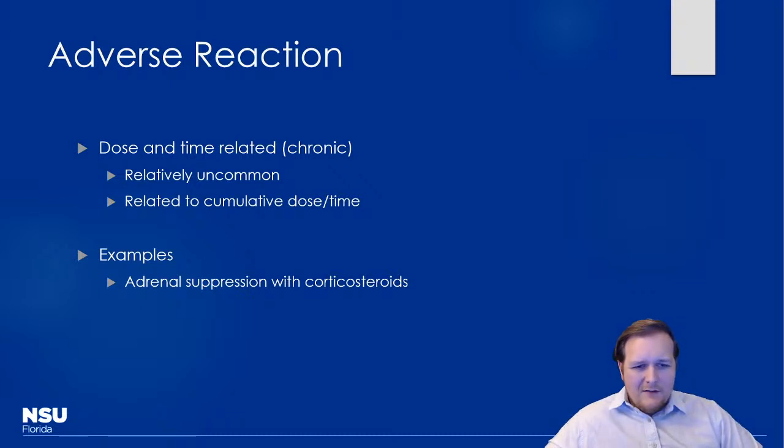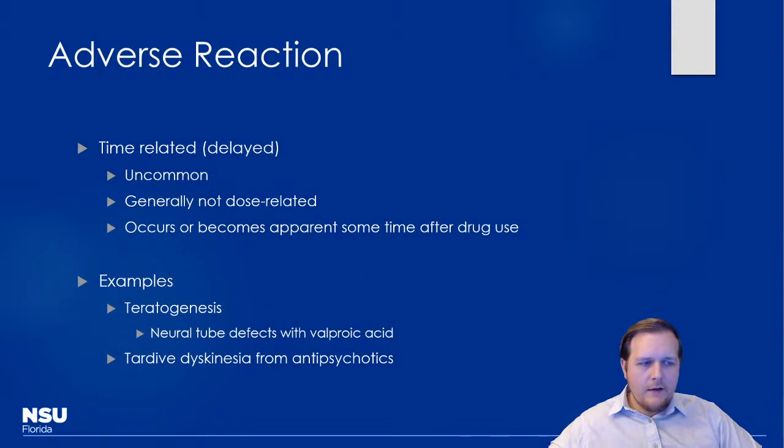So if you get a 5-day course of prednisone for an asthma exacerbation, that's not going to be a problem. But if I'm on it for years because of rheumatoid arthritis, that's a whole other story, right? Next, you get into the time-related ones.